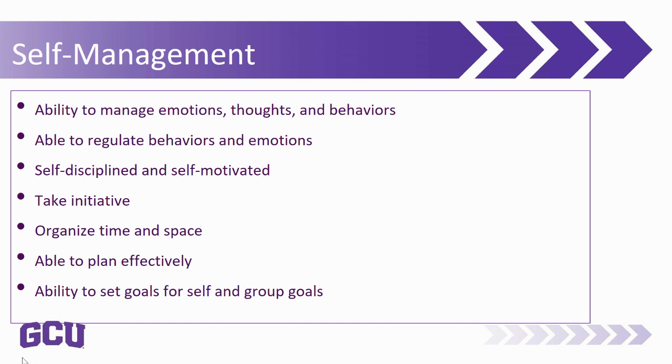Self-management is one's ability to manage emotions, thoughts, and behaviors, one's ability to regulate behaviors and emotions, one's ability or level of being self-disciplined and self-motivated, to take initiative, to organize time and space. For students, this includes their backpacks, this includes their desk area, lockers. Are students able to plan effectively? And do they have an ability to set goals for self and their group? Class goals would be one important area here, and also school community goals.